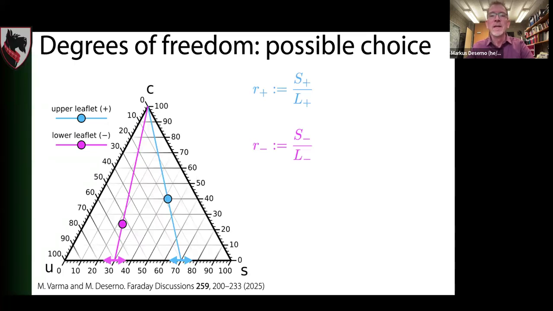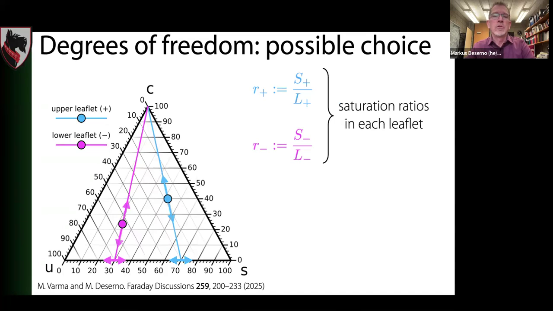And the same in the lower leaflet. And compositions with the same saturation ratio end up being on these lines that go through the cholesterol corner, and whatever down there on the US axis you're going to hit. So that's fairly easy. So we had these lines.